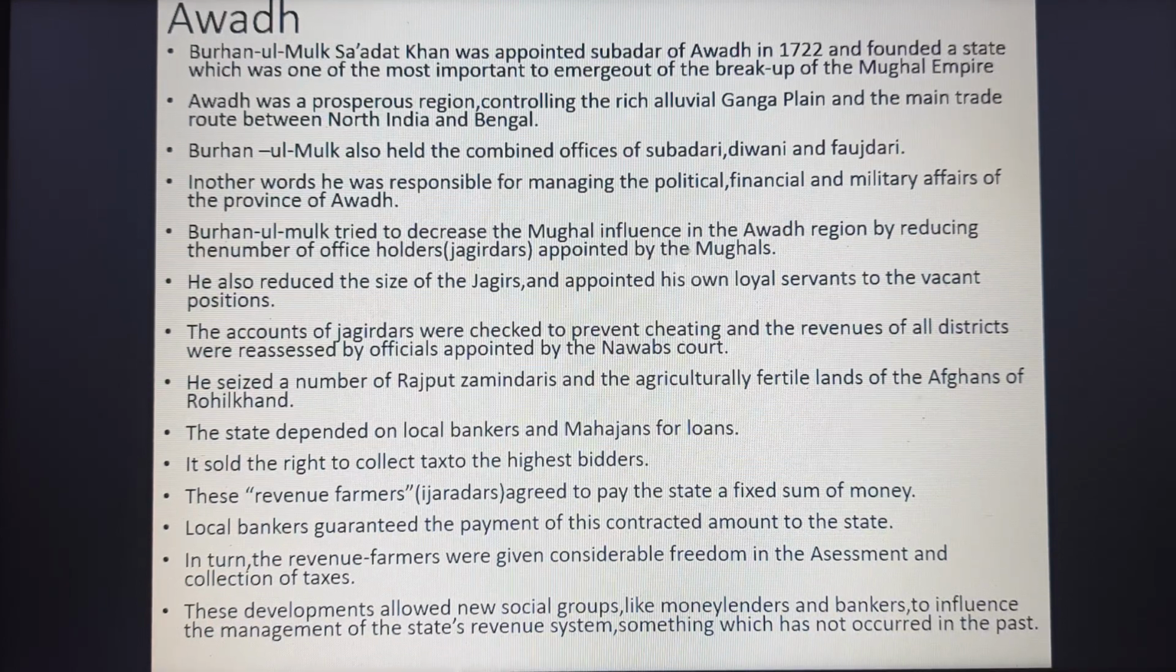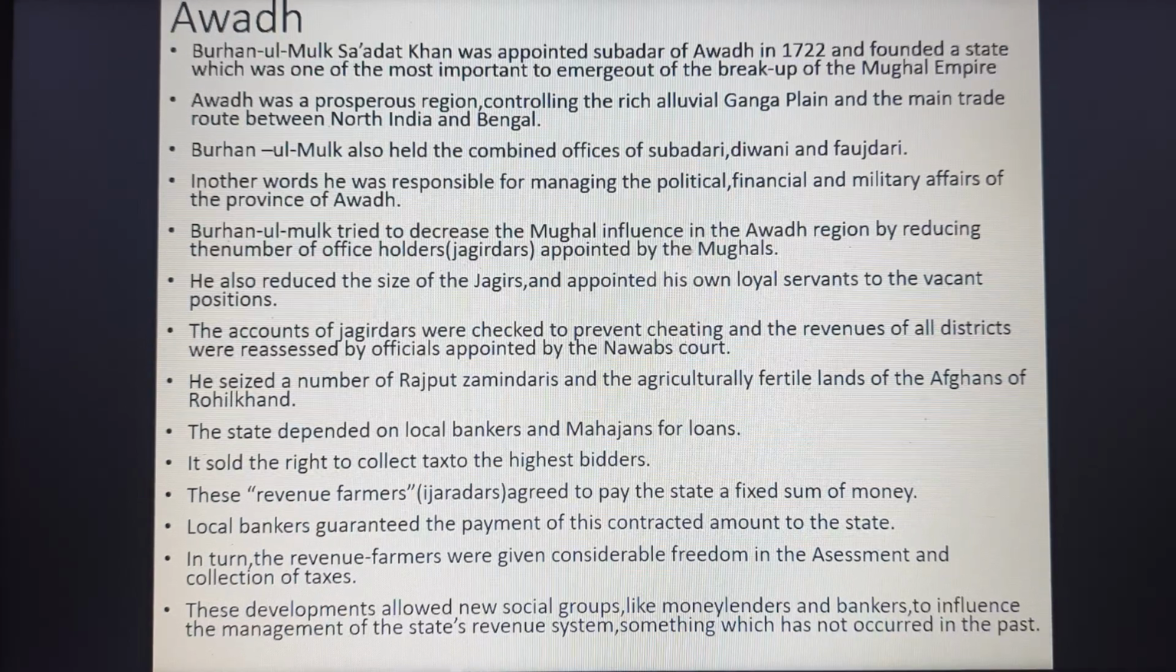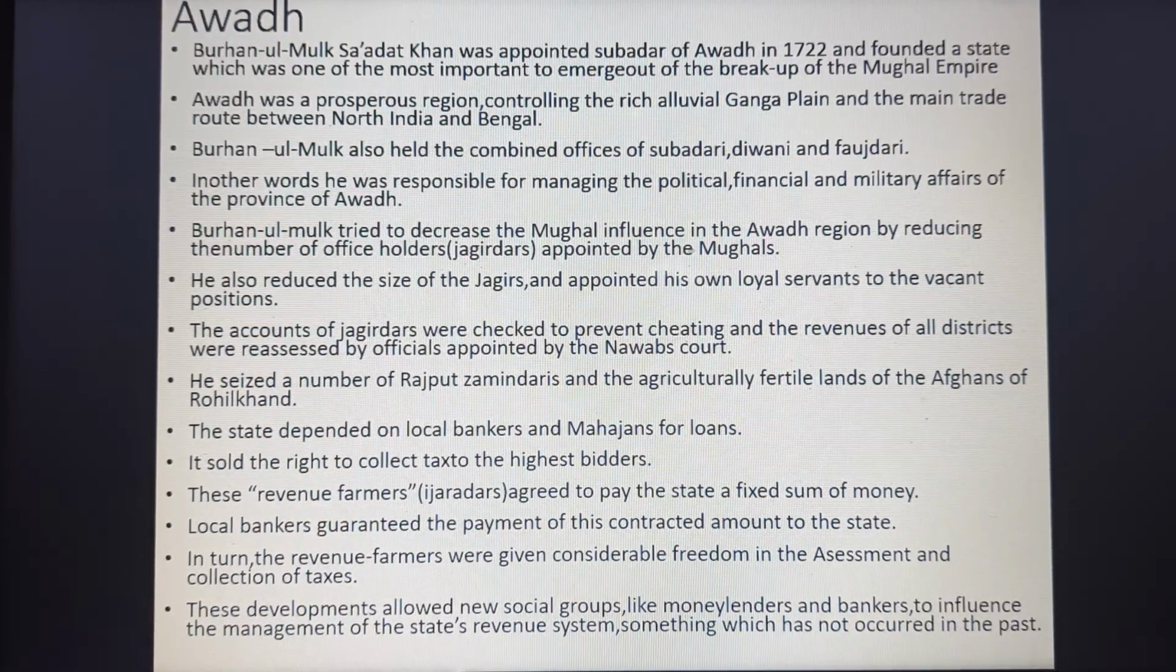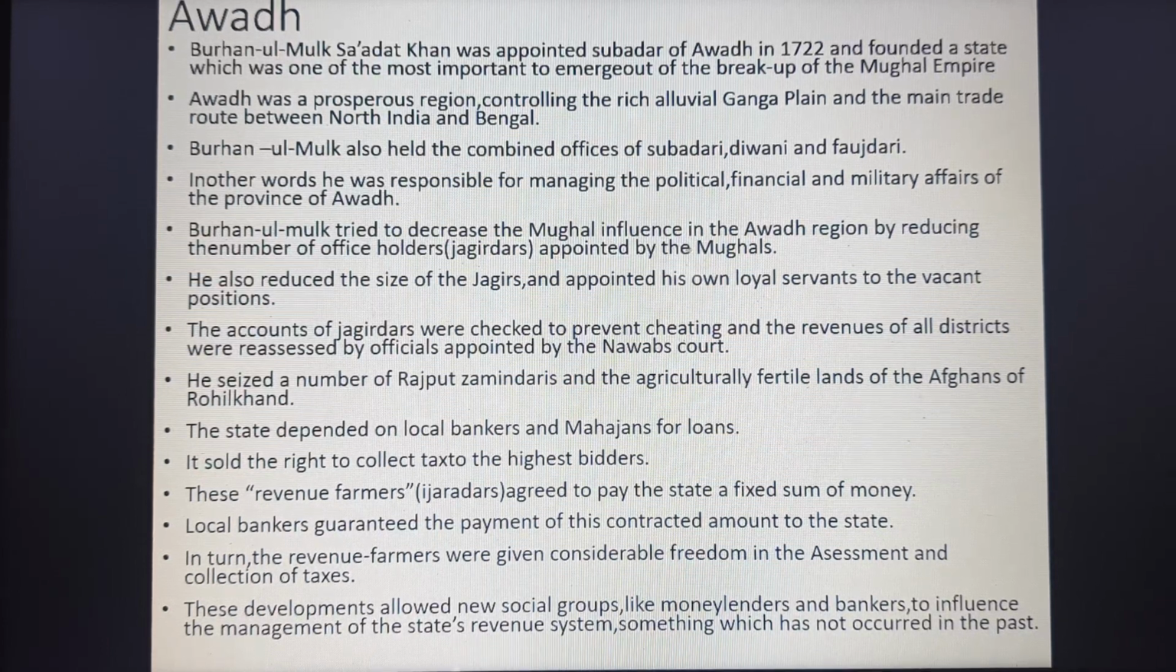He seized a number of Rajput Zamindaris and the agriculturally fertile lands of the Afghans of Rohilkhand. So Rohilkhand is a place in North India, and there he took the Zamindari from the Rajput Zamindars and took it under his own control.